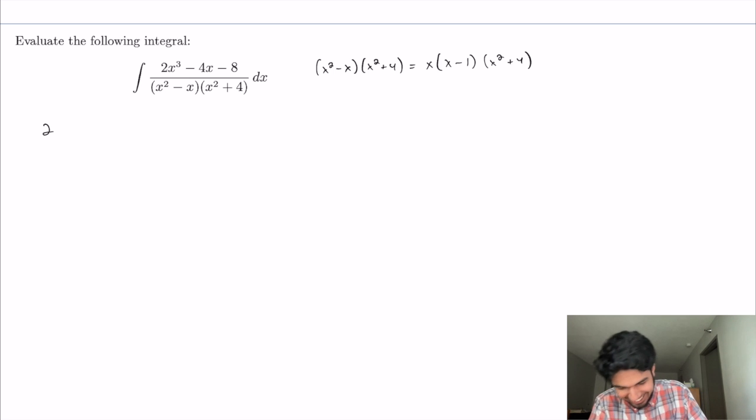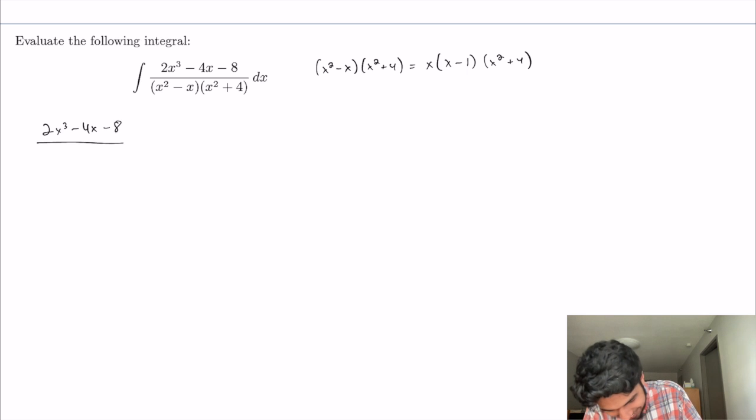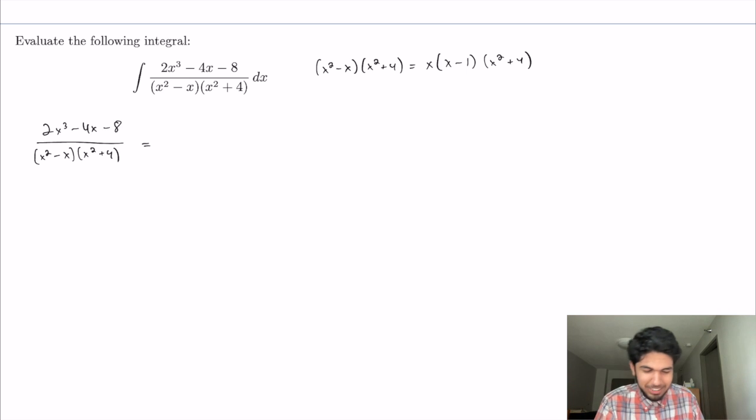Anyways, we're claiming that 2x cubed minus 4x minus 8, I think that's staying in, over x squared minus x times x squared plus 4 is going to be equal to the sum of some fractions. Rather, let me change this x squared minus x in the denominator to x times x minus 1.